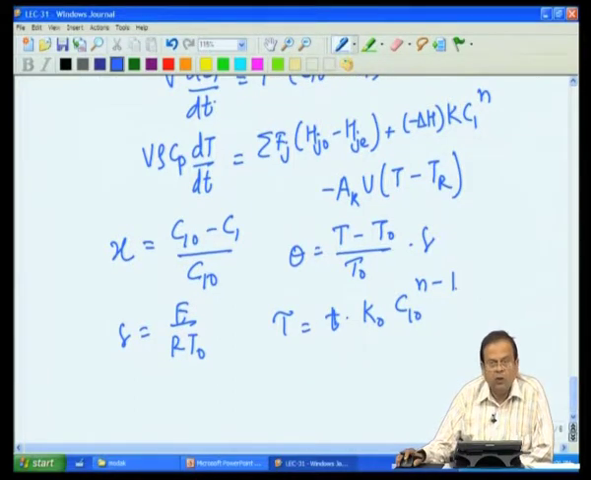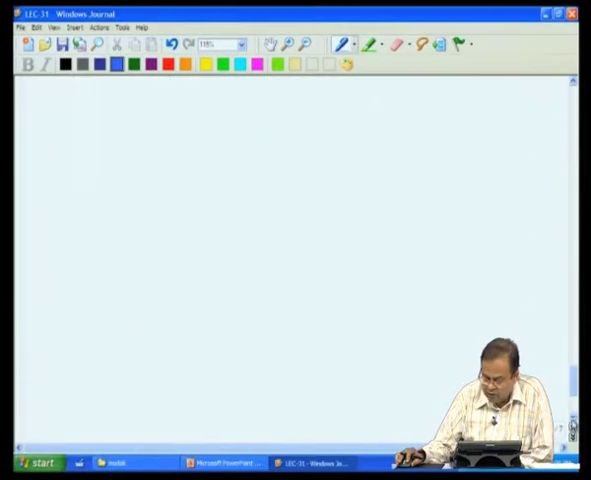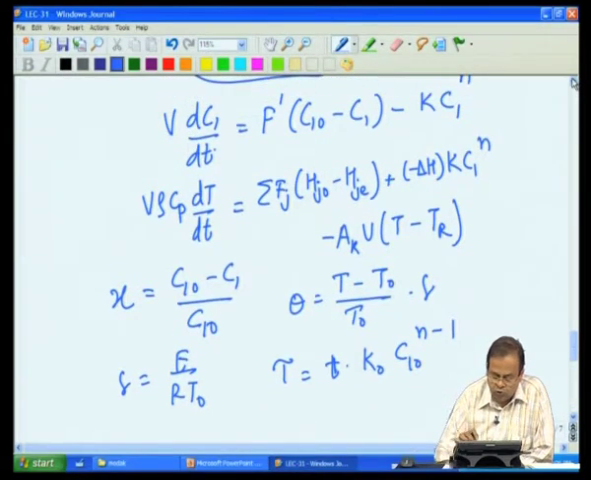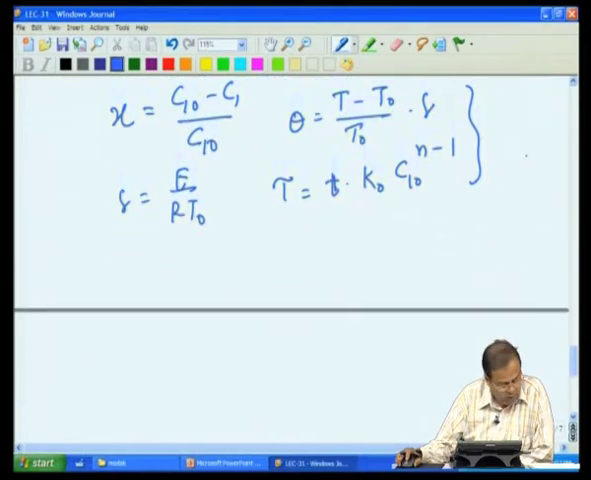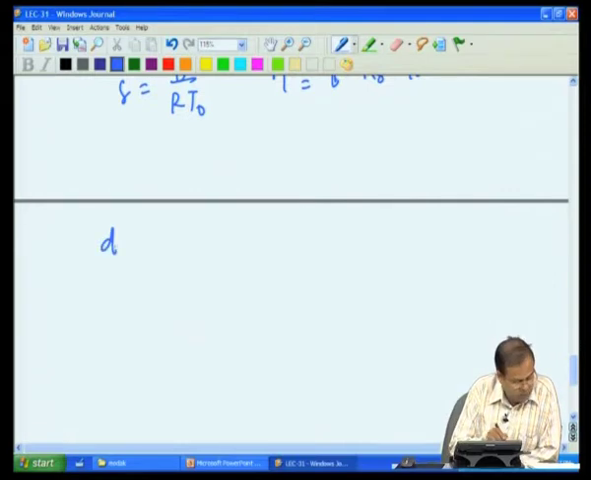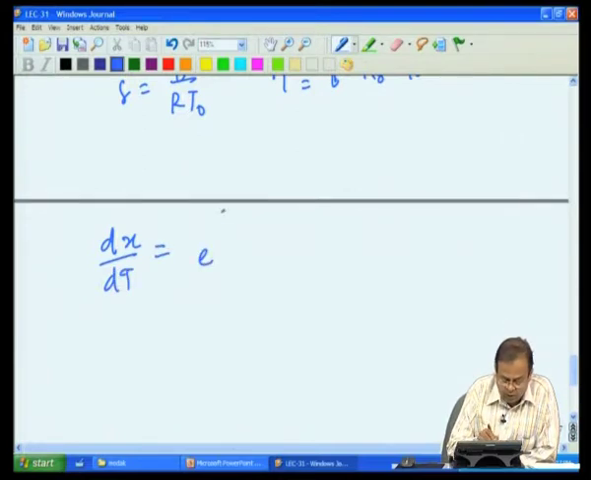N minus 1, and in terms of these dimensionless quantities, I can once again write my mass and energy balances in terms of these dimensionless quantities. So, I am going to just substitute these quantities in this mass balance and do some rearrangement, and we will get the following equation. I am skipping this substitution part, but you can try it out and see whether this is what we actually get.